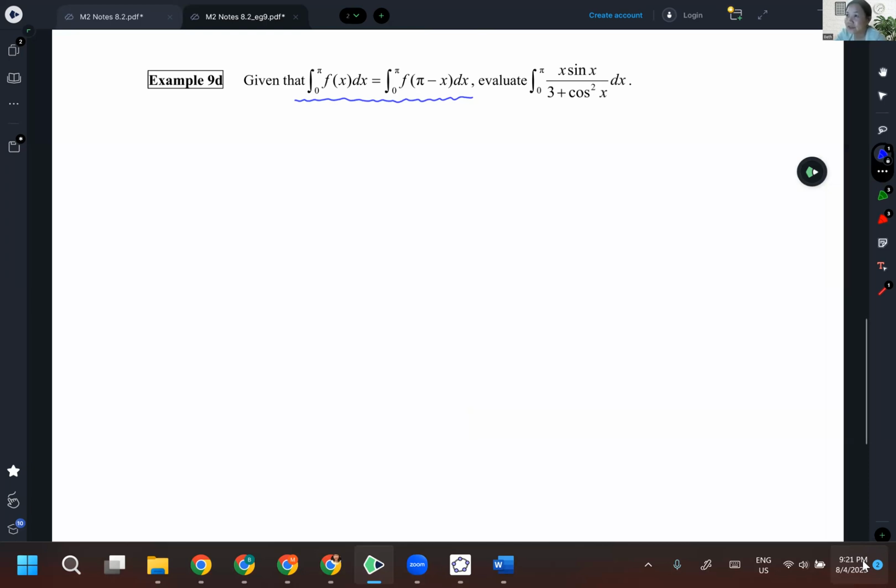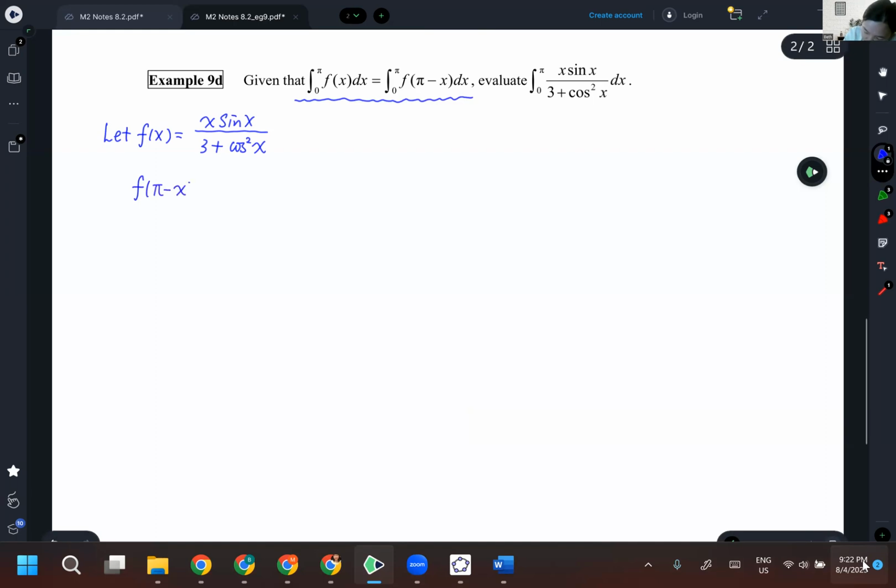Okay. Now to use that identity, we must make sure that we know what is f. Now here it's clear that f is that. So let f be x times sine x divided by 3 plus cosine squared x. Right? Now, in order to use that identity, I better figure out f of pi minus x before I use it. So I want to do the simplification before I use it.